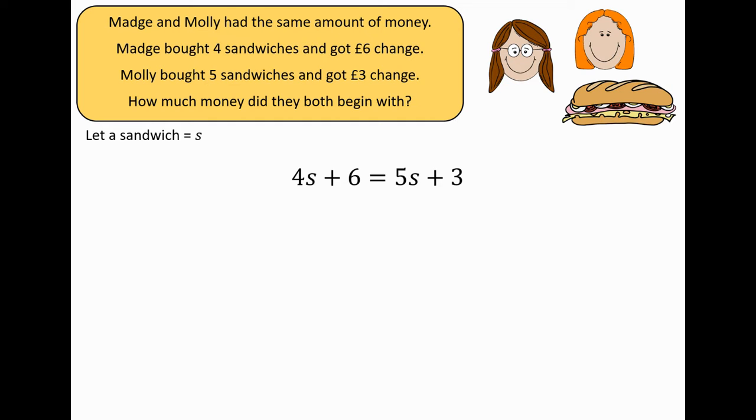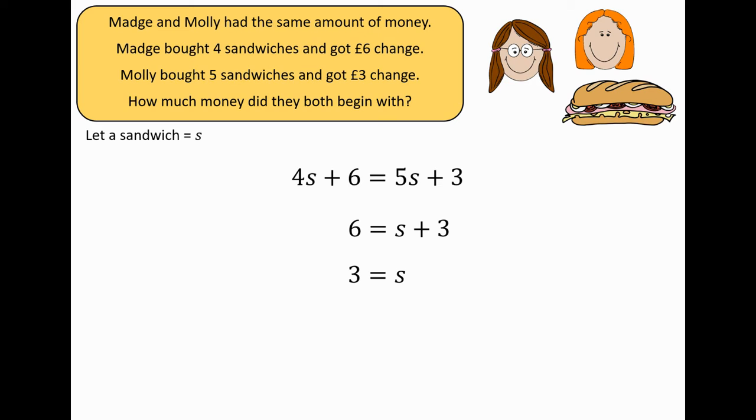Okay, they're both going to have the same money, so we make it equal to each other, these two equations. So remember how to solve equations when you have variables on both sides. We're going to subtract 4S from both sides, because remember, we subtract the variable or the smaller variable. So in this case here, it is 4S. So subtract 4S from both sides. That would give me 6 is equal to S plus 3. Then subtract 3 from both sides. S is equal to 3.